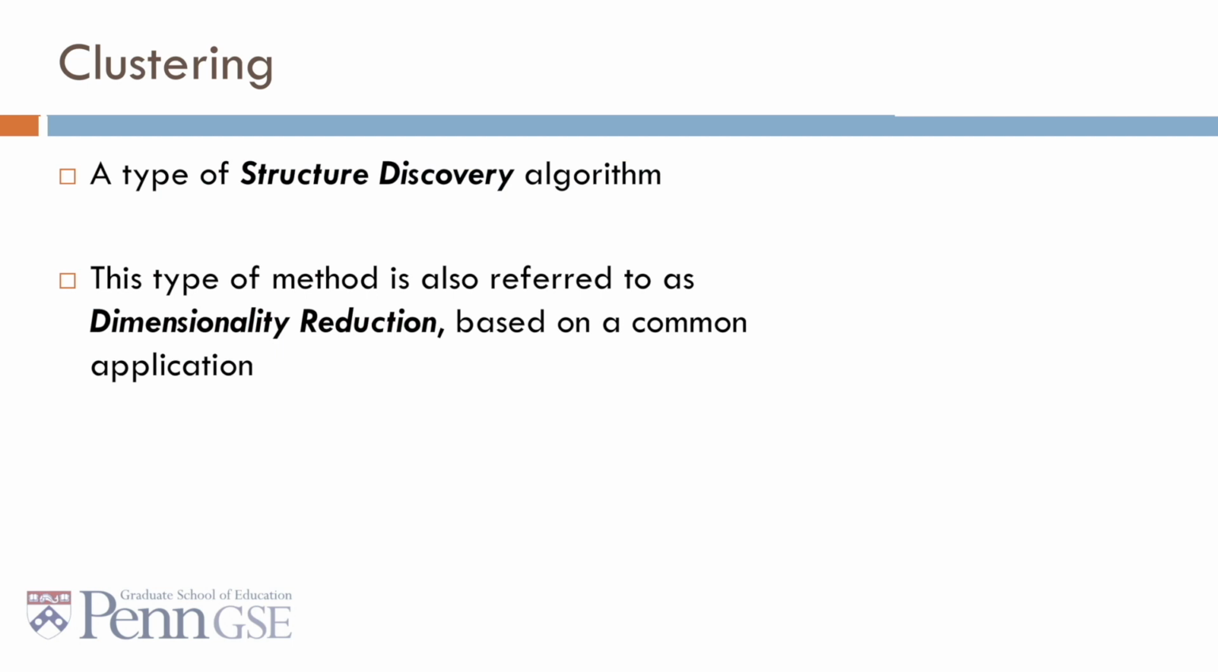We'll start with clustering, which is a type of structure discovery algorithm. This type of method is also sometimes referred to as dimensionality reduction, based on a common application for the method, where we're trying to take a number of dimensions of data, or data points, and collapse them down to a smaller number. I actually don't think of clustering as dimensionality reduction. I think of maybe factor analysis as such, but actually there's a lot of people who use the term that way, so I thought I would introduce it. Anyways, welcome to week 7.